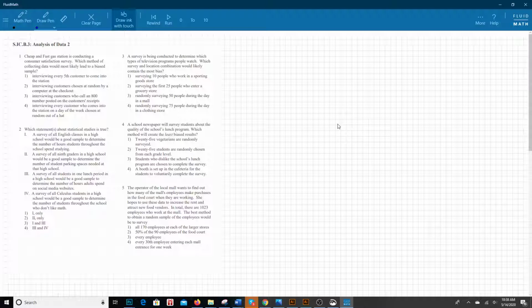Okay, so analysis of data, right? This is important because you'll see this in the statistics that we do go over later on. It says a cheap and fast gas station is conducting a consumer satisfaction survey. Which method of collecting data would most likely lead to a biased sample? Interviewing every fifth customer to come into the station?